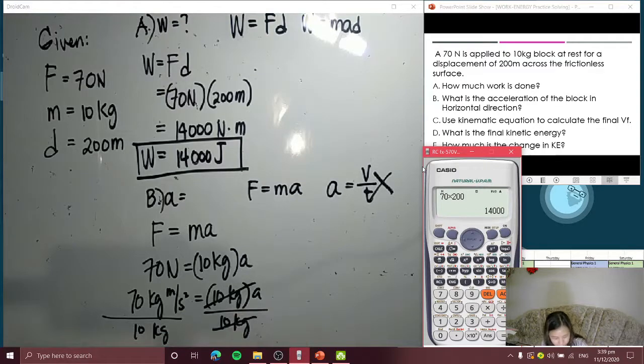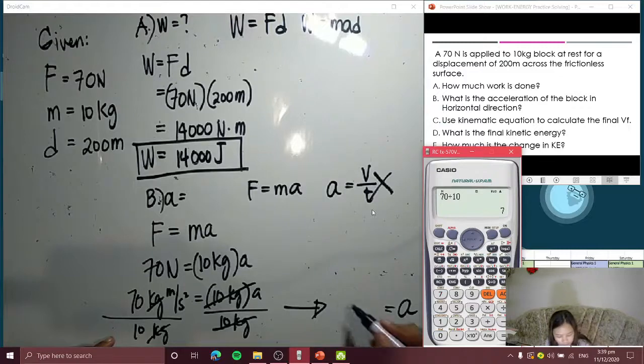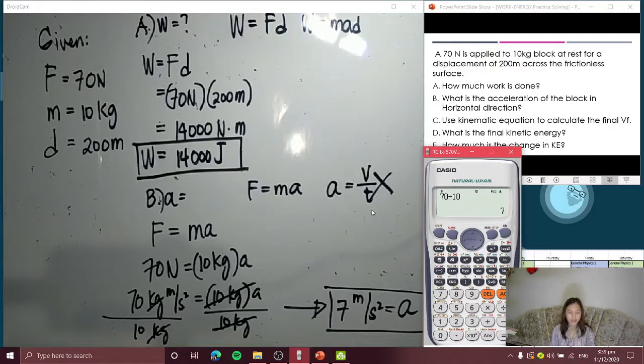The kilograms cancel. So 10 divided by 10 cancels, and only a is left. We have here 70 divided by 10, which gives us 7 meters per second squared. So I hope that it's clear, and that you understood how it works. Okay, so that's for letter A and letter B.